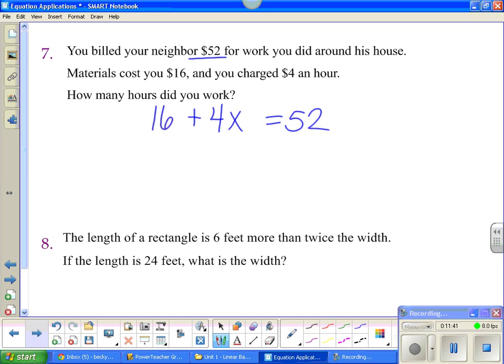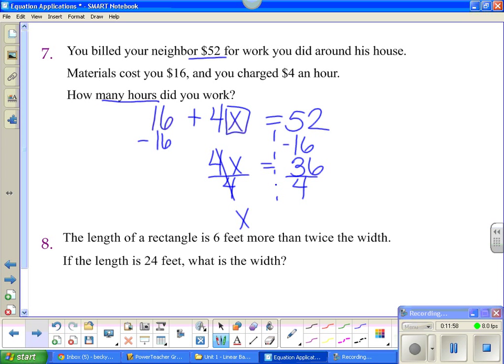So that's where I put my variable. And then it says how many hours. So I want to solve for X. So I'm going to subtract the 16. That's 36. Divide by 4. 9. I worked 9 hours.